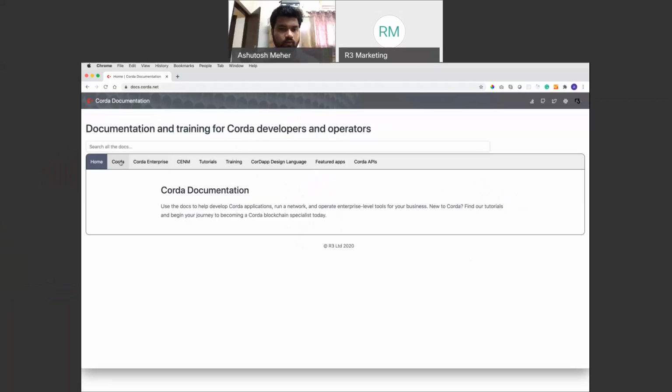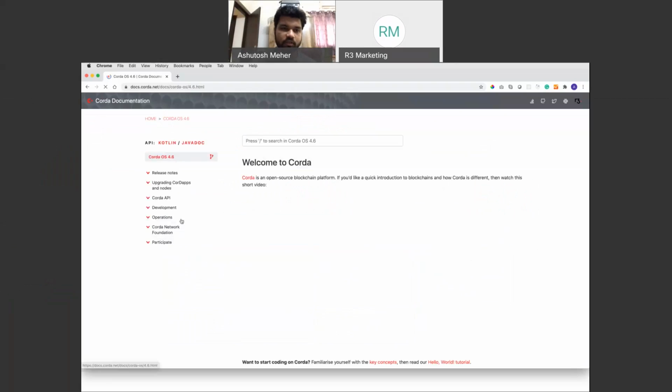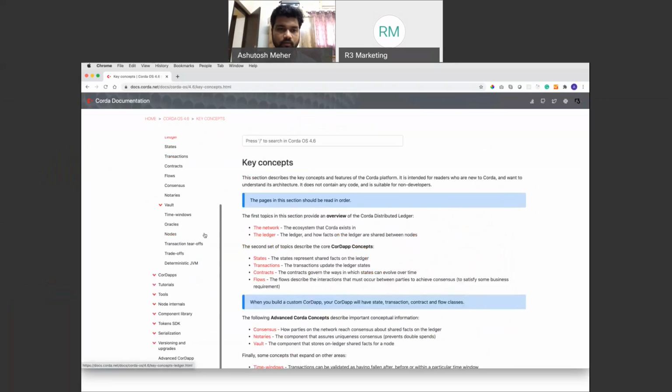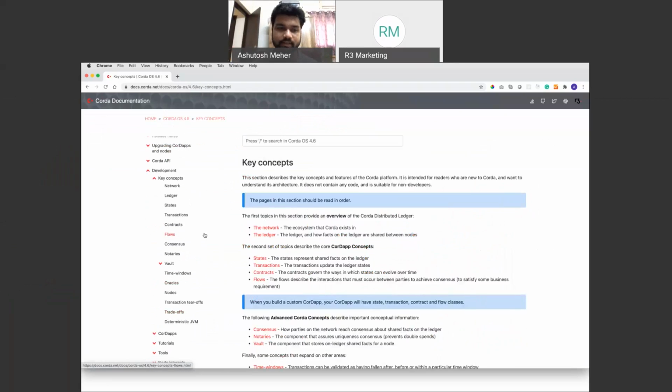All right, so if you go to the Corda documentation, majorly what you will need, at least to get started or to get most of the questions correct, is to learn all of these key concepts, right? So just make sure you learn all of them, see all of them, and understand what exactly they are and what they are trying to explain. That would give you at least 60 to 70% if you get them right.